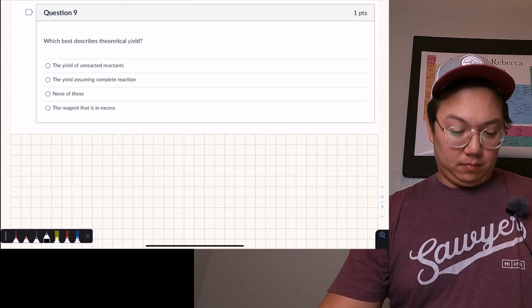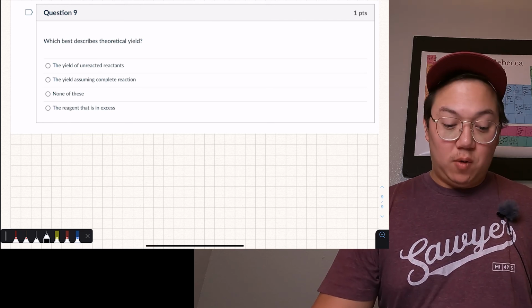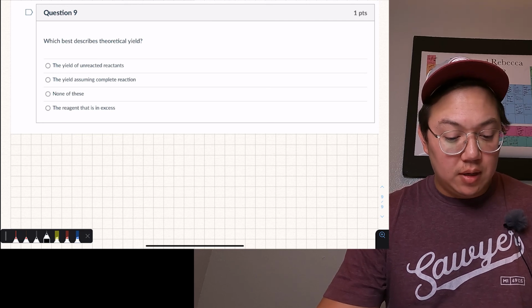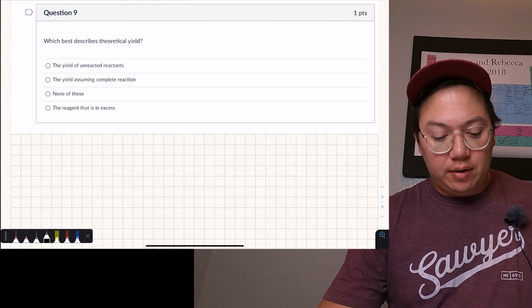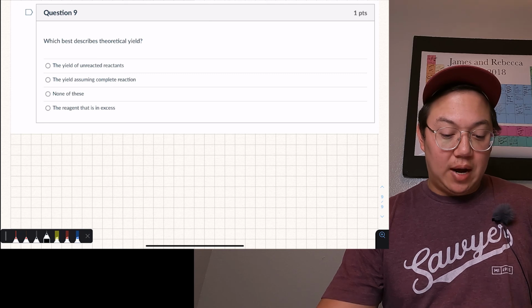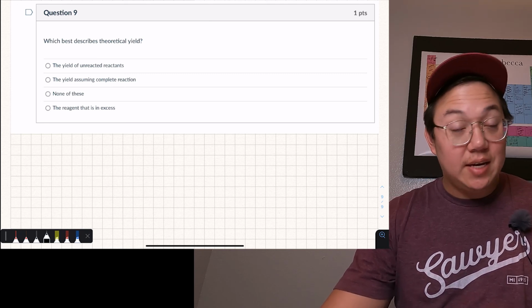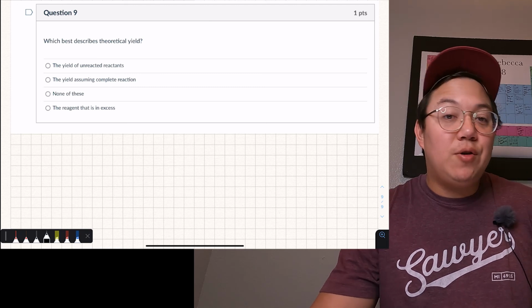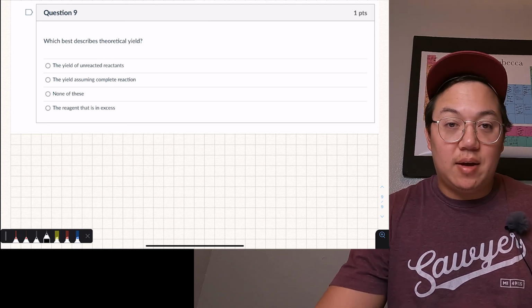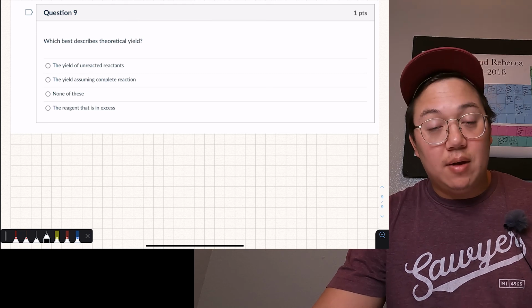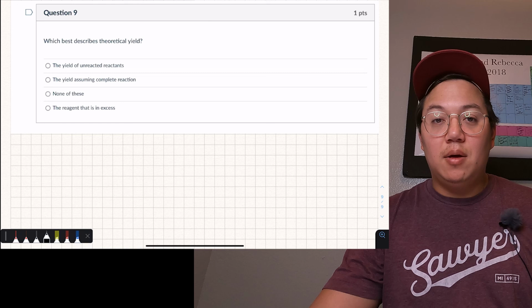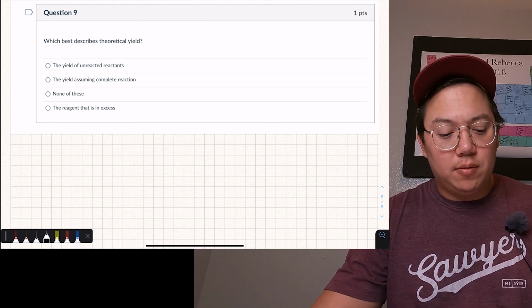I think the most tempting answers are the first two. But the correct answer here is it's the yield assuming complete reaction. So it's the yield in theory. So in theory, if we had enough of everything, and if everything reacted completely, that is our theoretical yield. It's the maximum that we can get based on the products that we have.